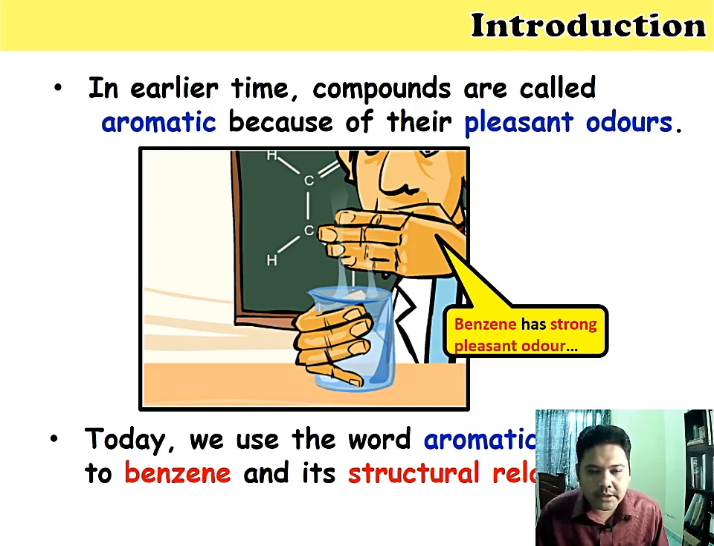Actually, the word aromatic came from the pleasant odor of the compound in the early discovery of benzene. That's why the scientists at that time called the benzene structure an aromatic structure, because of their pleasant odors. But today we use aromatic or aromatic compound specifically for benzene and structures related to benzene.